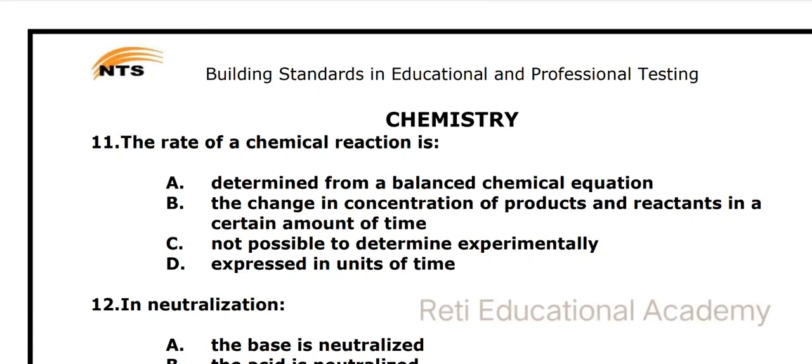The rate of chemical reaction is: A. Determined from a balanced chemical equation. B. The change in the concentration of products and reactants in a certain amount of time. C. Not possible to determine experimentally. D. Expressed in units of time. And the correct option is B. The rate of chemical reaction is the change in concentration of products and reactants in a certain amount of time.